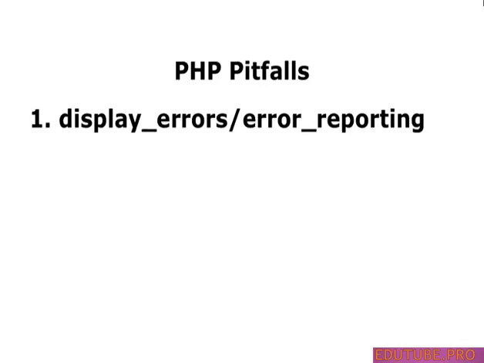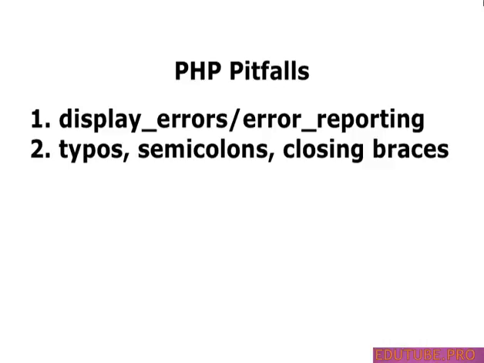Now, when we have display errors and error reporting turned on, we get pretty good feedback from PHP. We're able to catch a lot of the other pitfalls that are going to come up, for example, typos, semicolons, and closing braces. These are going to come up a lot, especially when you're a beginner. You want to make sure that everything is typed and spelled correctly, that you have semicolons at the end of every line, and that every time you open a brace, and when I say braces, I'm talking not just about curly braces, but opening square brackets and opening parentheses, you want to make sure that they always match.